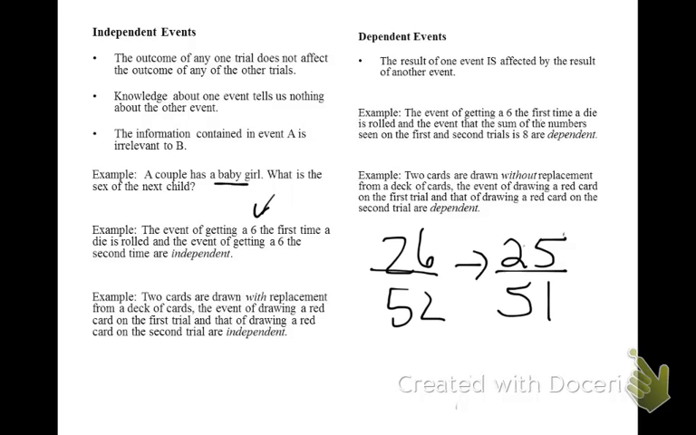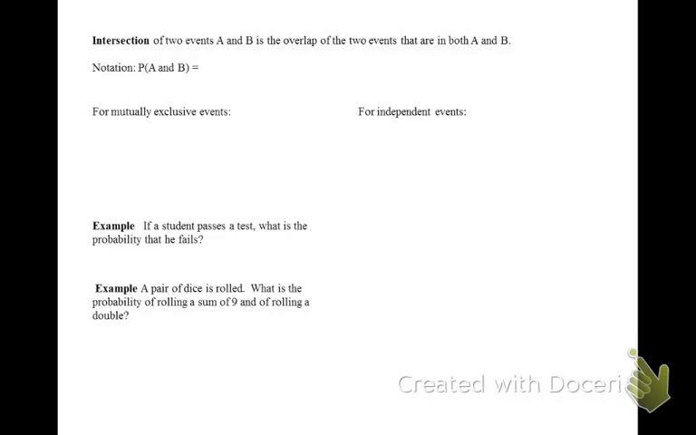It's dependent. The intersection of two events, A and B, is the overlap of the two events that are in both A and B. That's your key word. So probability of A and B. That's the probability of A intersected with B.